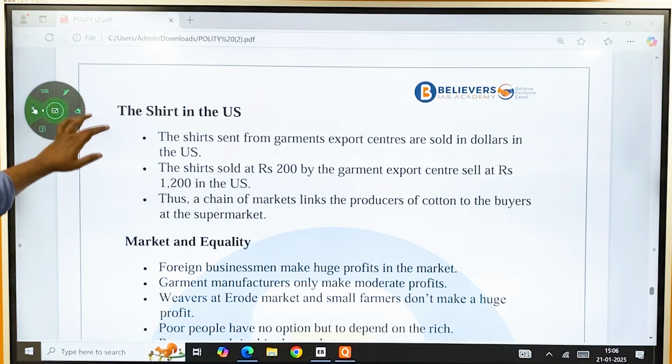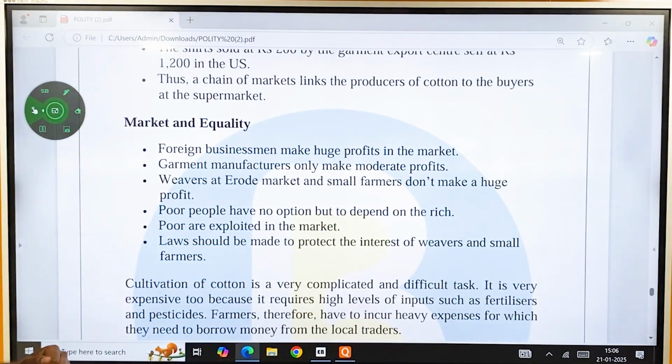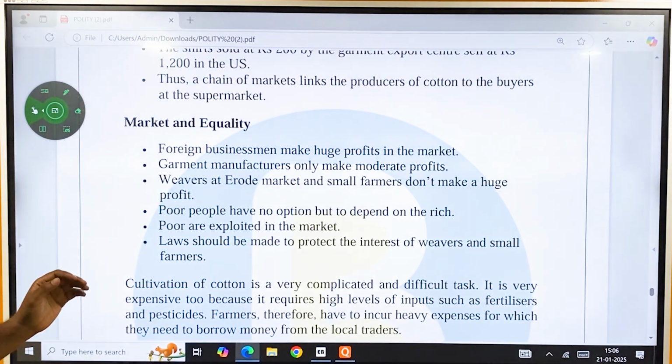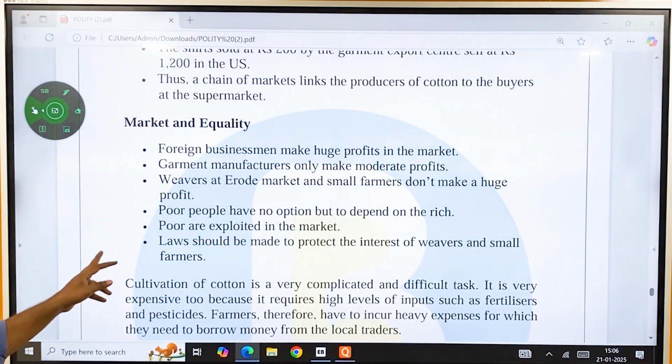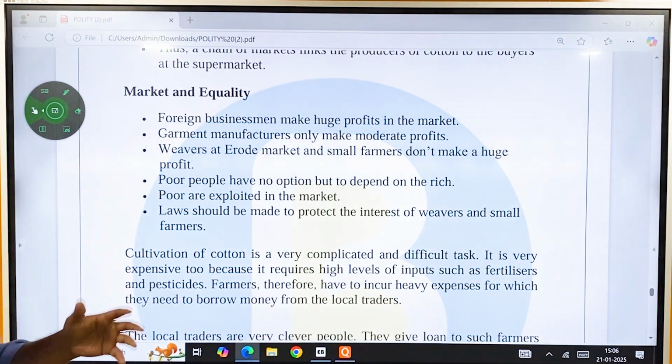Then the market and inequality. The foreign businessmen make huge profits in the market. Garment manufacturers only make moderate profits. Weavers at Erode market and small farmers don't even make a decent profit. So poor people have no option but to depend on the rich. The poor are exploited in the market. Laws should be made in order to protect the interests of weavers and smaller farmers.